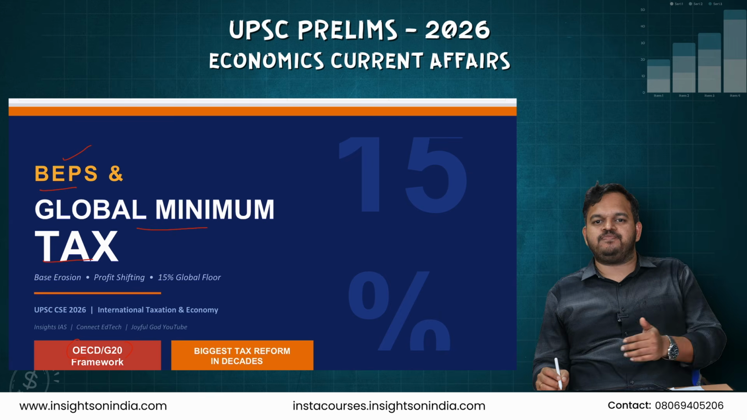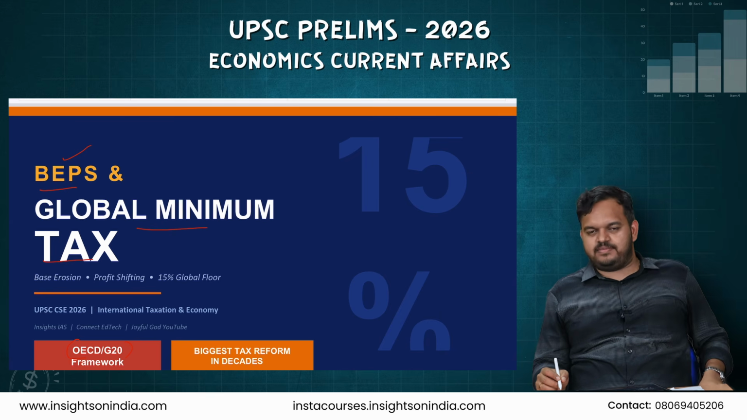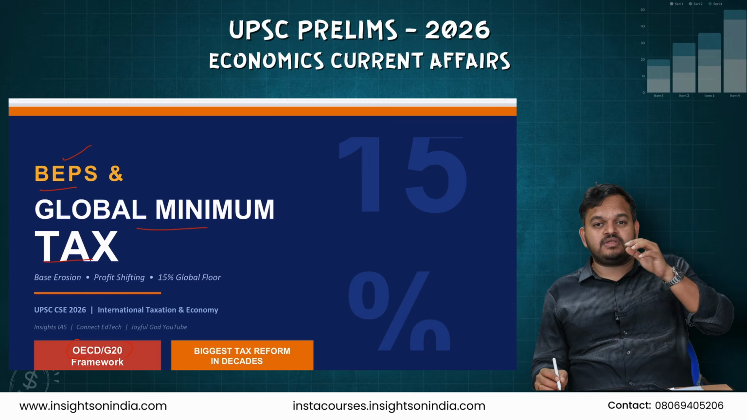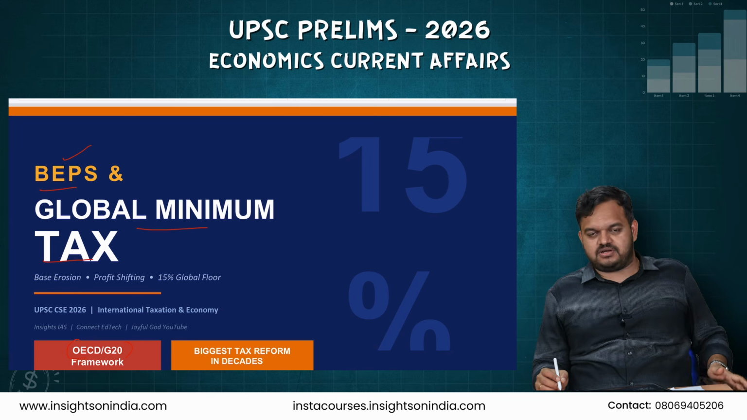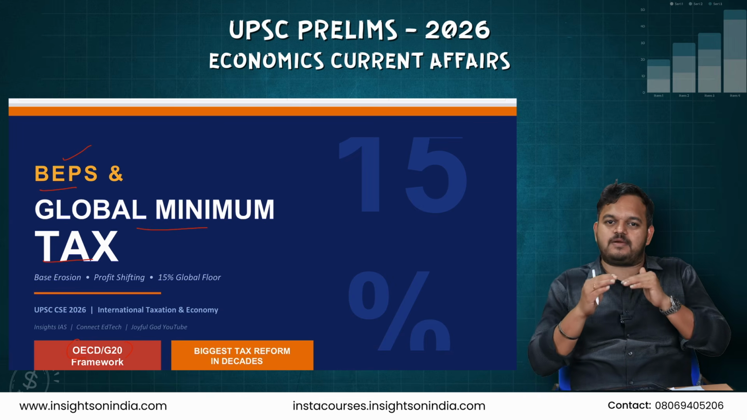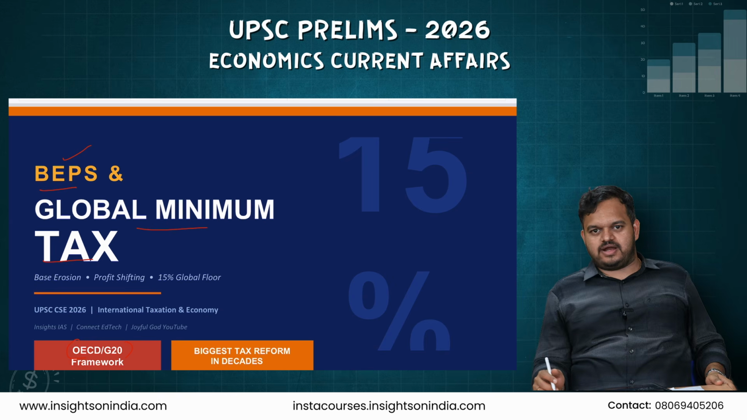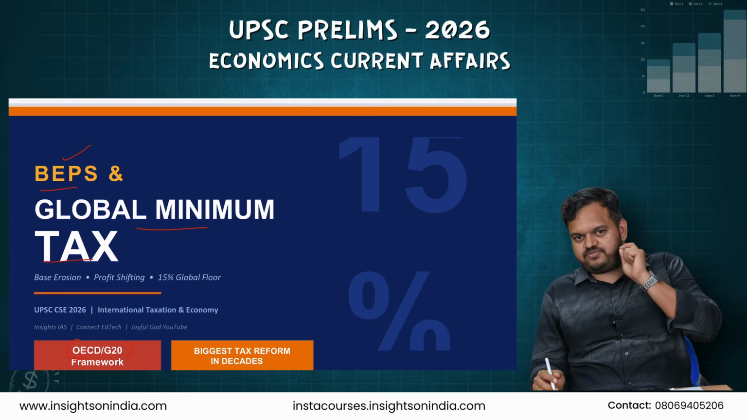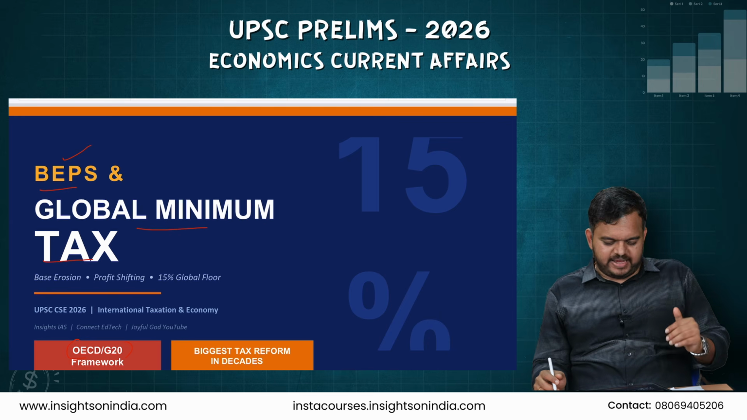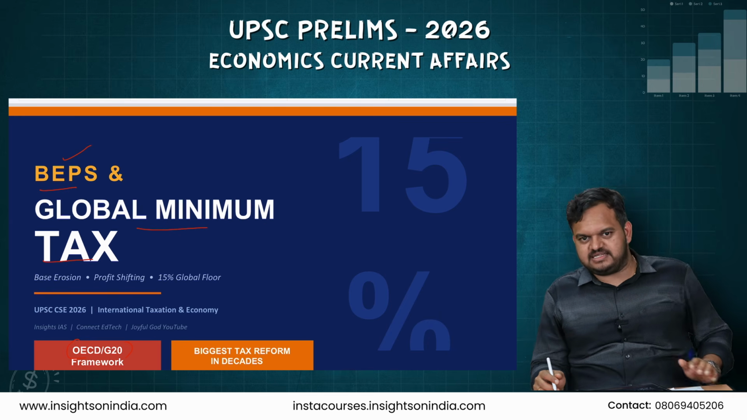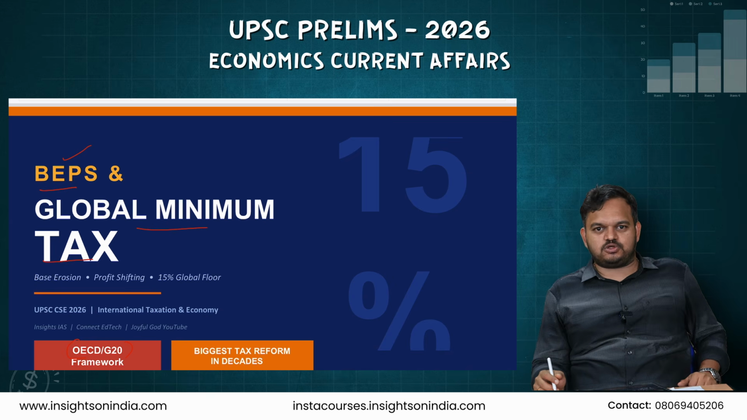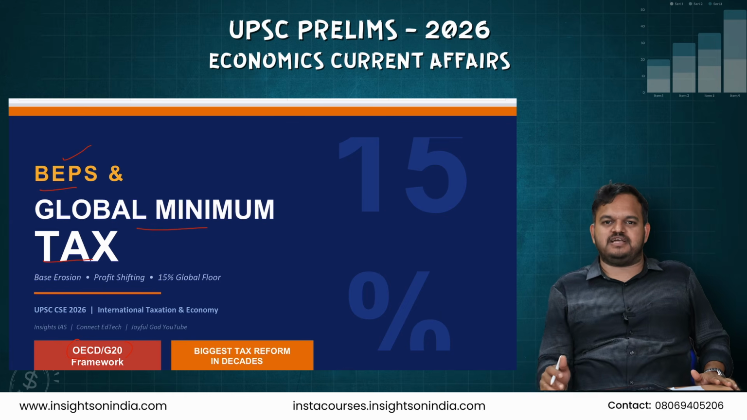Why is it in the news? Because this BEPS leads to a race to the bottom condition. Race to the bottom means they will try to show as little profit as possible, right? So to avoid that, the BEPS framework under OECD and G20 countries is devising a side-by-side agreement so that the race to the bottom is reduced.